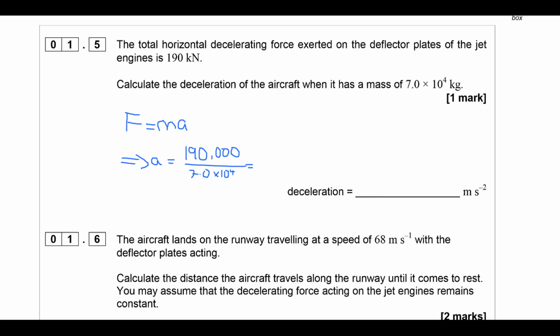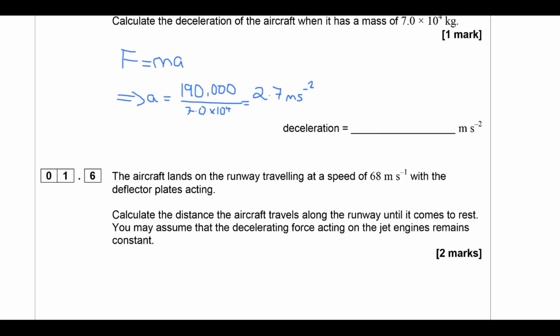So let's do that. 190,000 divided by 7 times 10 to the 4, and it comes out as 2.71 and so on. So it's going to be 2.7 meters per second squared. I'm going to leave that as a positive number because it asks us to calculate the deceleration. If it wanted the acceleration, that would be a negative number.